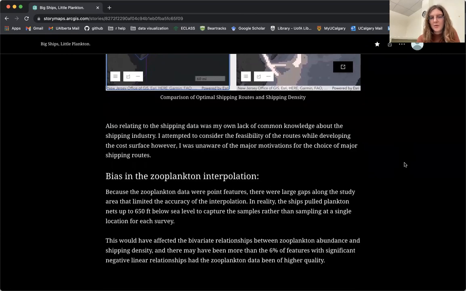Also relating to the shipping data was my own lack of common knowledge about the shipping industry. I tried to incorporate the feasibility of my routes, but I was just unaware of the major motivations for the choice of major shipping routes.